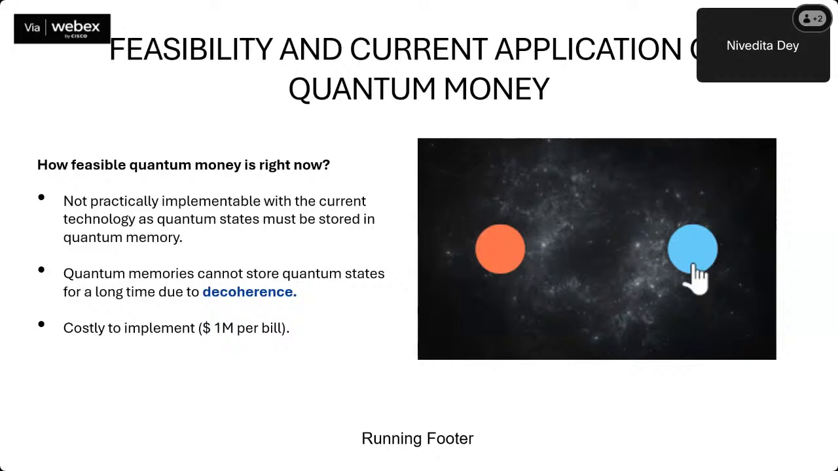So how feasible is your quantum money right now? It is really not very practically implementable with the current technology, as quantum states must be stored in quantum memory. Now, what are the challenges? You have to store quantum states very precisely, keeping in mind every polarization angle for every combination. Since it is 4 to the power of 20, or 2 to the power of 40, that many combinations, you are unable to do that.